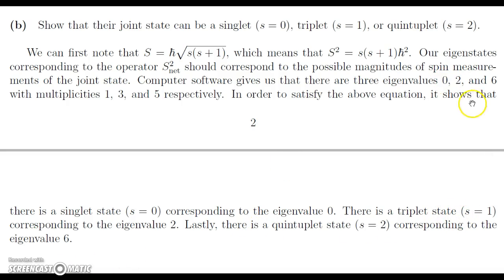And there's going to be a triplet state for 2. So if we plug in 1 here, we're going to get 2H bar squared. And similarly, if we plug in spin 2, this is going to give us this quintuplet state, which is going to be 6H bar squared.